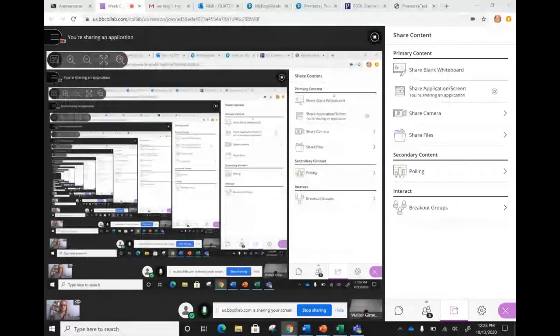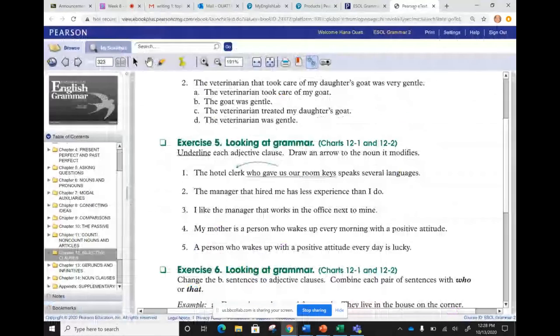Walter, do you want to help us with number 2? And then Amani, you can do number 3. Okay. Number 2, the adjective clause is that hired me. The subject relative pronoun is that, and the verb is hired.